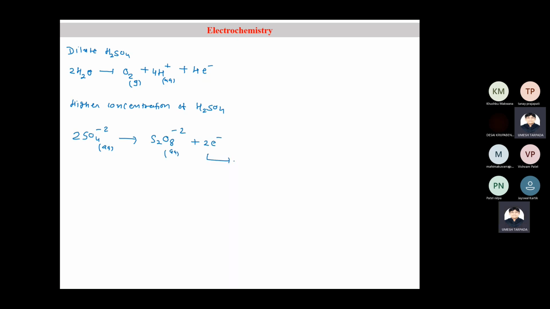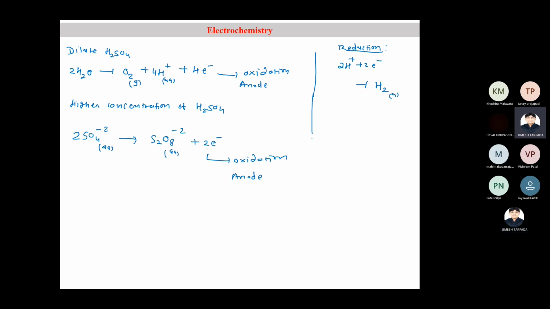This will undergo oxidation. Here water undergoes oxidation at anode, depending on concentration. But at cathode, of course, H plus is there, so reduction of H plus takes place. This is a reduction which is taking place at cathode.